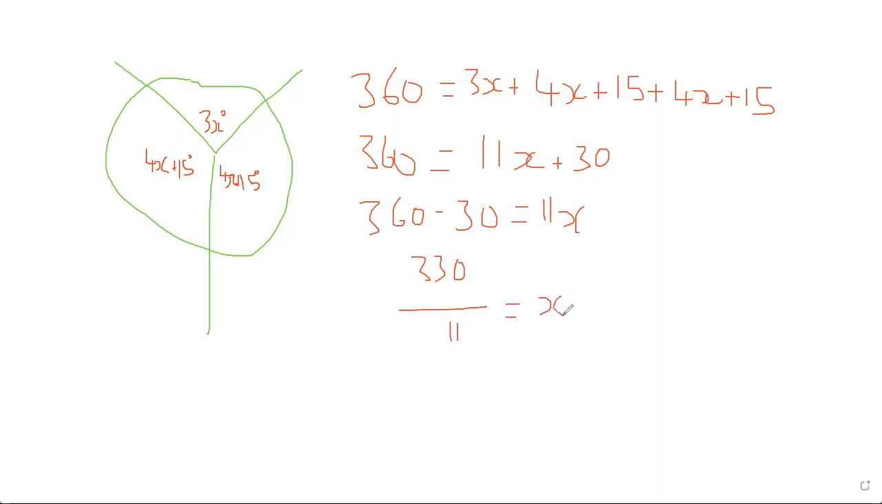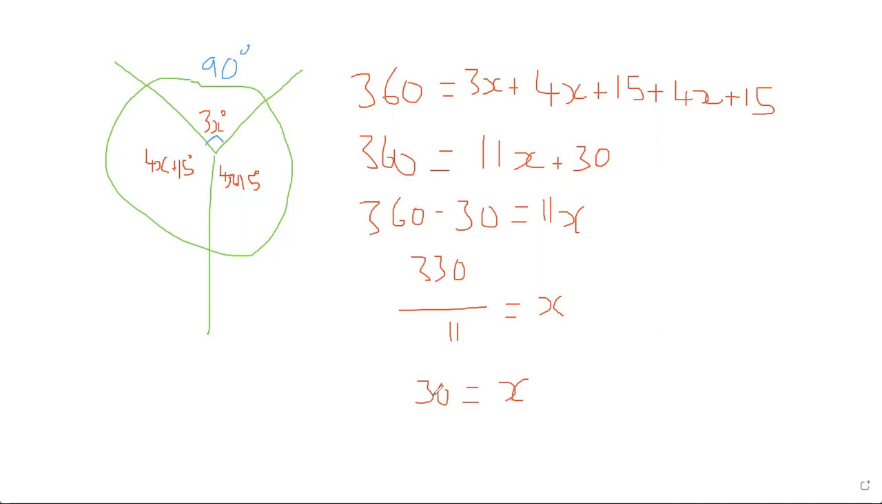And that makes, well, 33 divided by 11 is 3. So 330 divided by 11 is 30. And then I need to say what these angles are. So 3x is going to be 90, right? 3 times 30, which makes this a right angle. Not that that really matters.